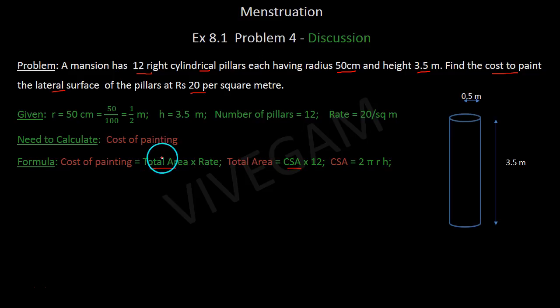So here when you write, we are asked to find the total area, then you write a formula for total area in which CSA is not known, then you write the formula for CSA. So this way we break the problem into smaller bits and solve it. But while doing, we'll have to do it in the forward direction, because radius and height are given, so you calculate curved surface area. Once curved surface area is known, you can calculate total area. Once total area is known, you can calculate cost of painting.